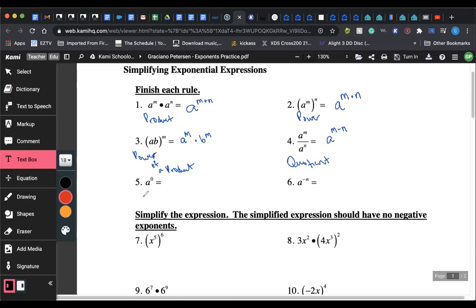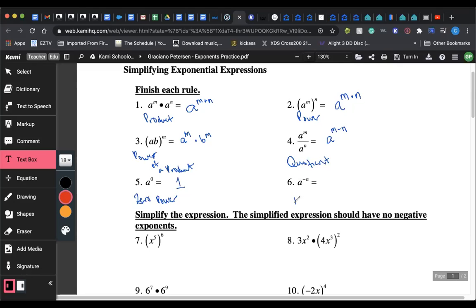All right, number 5 is our 0 power. Anything to the 0 power is equal to what? 1. Yes, don't forget that one. Don't forget that one. Okay.